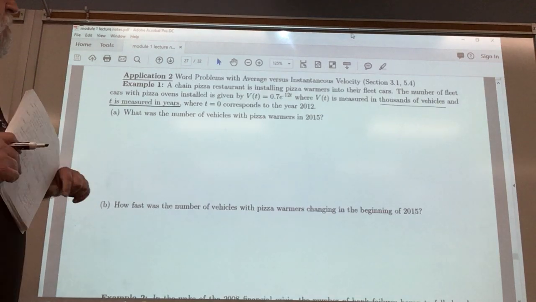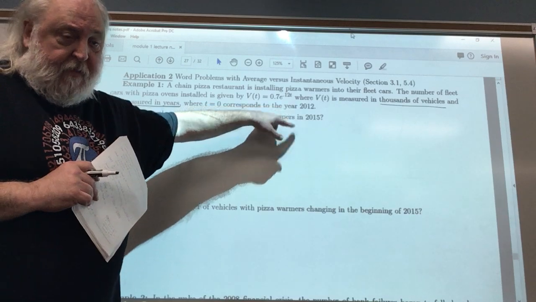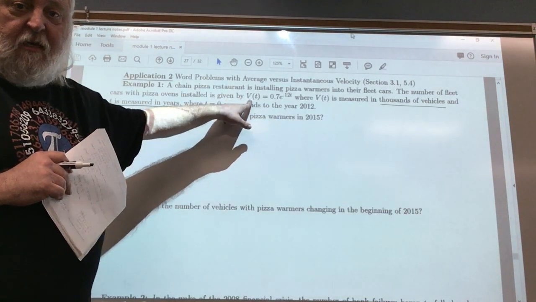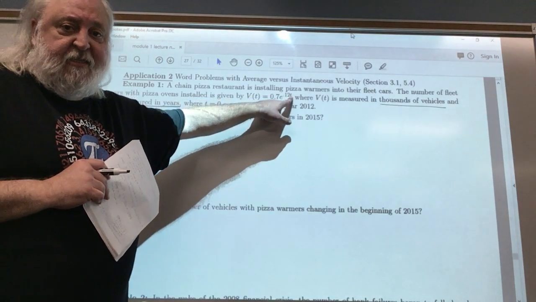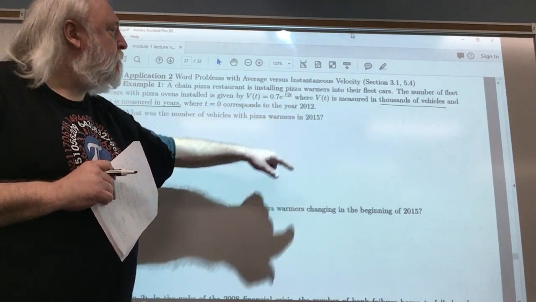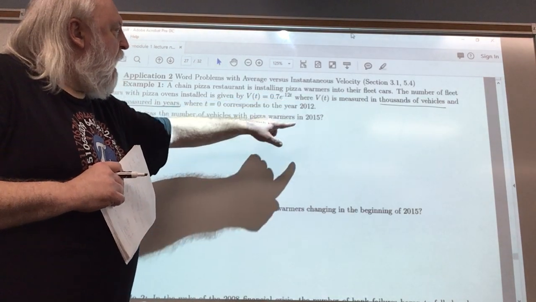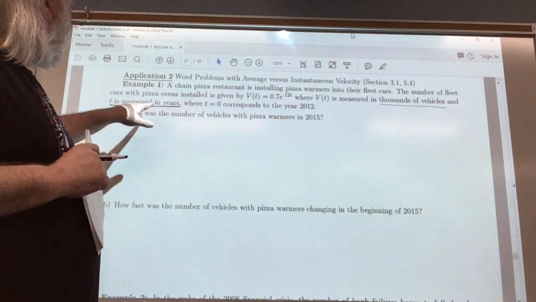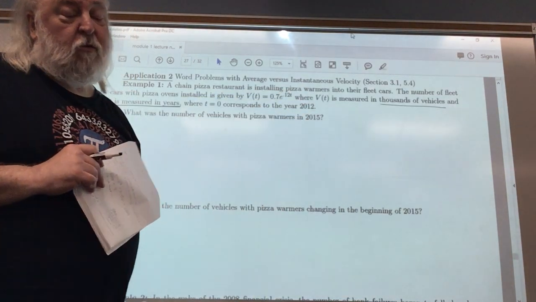Instead of x, we now have t, and we don't have f of x for the name of our function. The name of our function is v, and the independent variable going into the function is t for time. In math, we often use the variable t for time. So t is the year, and v of t tells us the number of cars that are installed with pizza warmers.